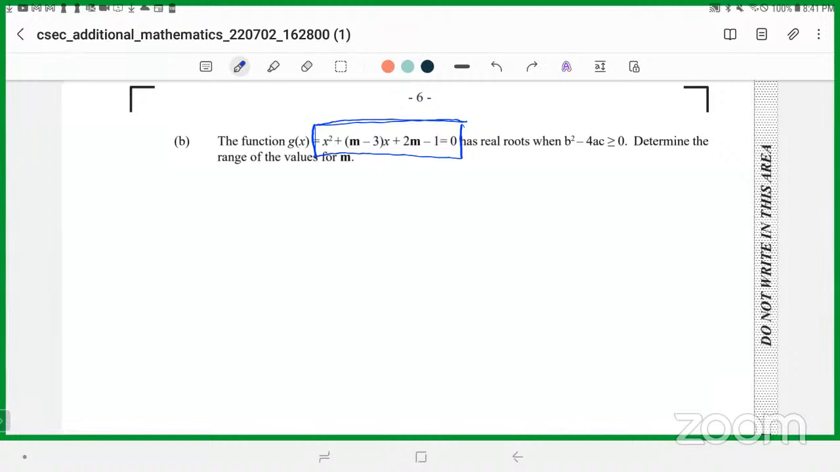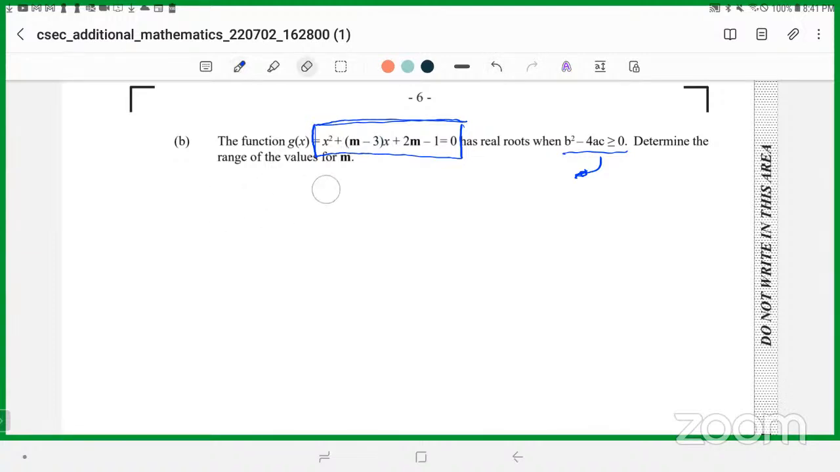So basically, we want to set up this inequality and solve it. That's how we get the range of values of m. So we're working from here, setting that up and solving it. What is the b squared? This is m minus 3, so that becomes the b squared. So we're going to get m minus 3 squared.